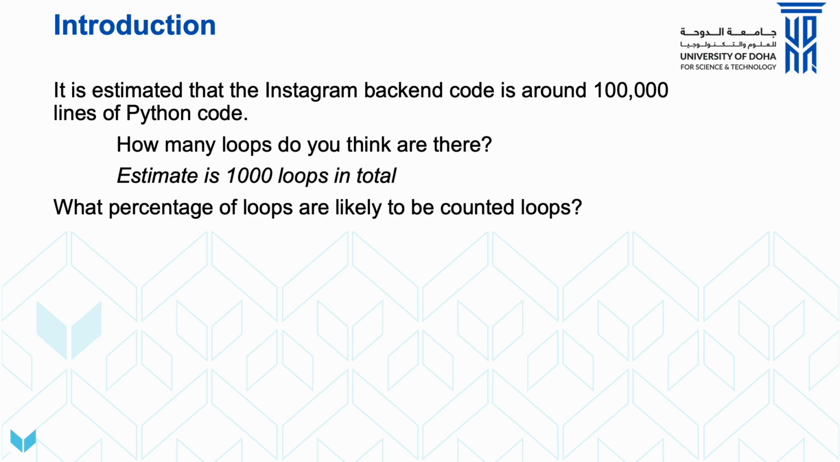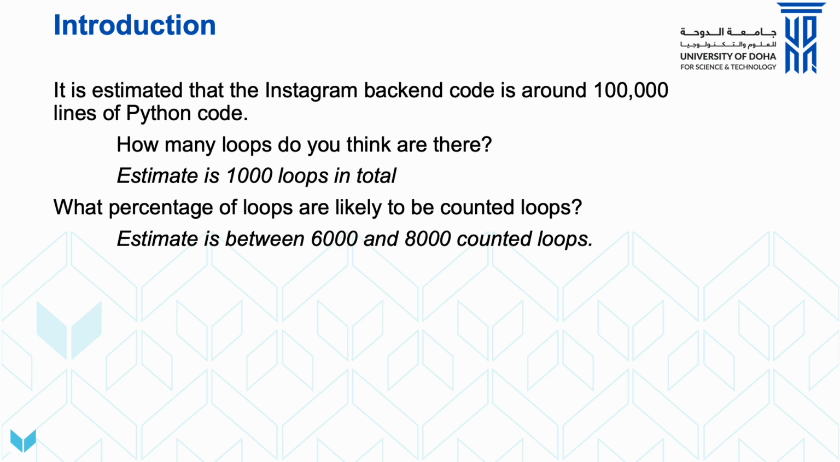You know that we've talked about something called counted loops, and we've talked about sentinel loops. Counted loops are when you know in advance how many times you're going to do something. Sentinel loops are when you keep doing something until some condition is satisfied. So the question then was, if you have 1,000 loops, how many of those are likely to be counted loops versus sentinel loops? Well, it turns out that, again, it's just an estimate.